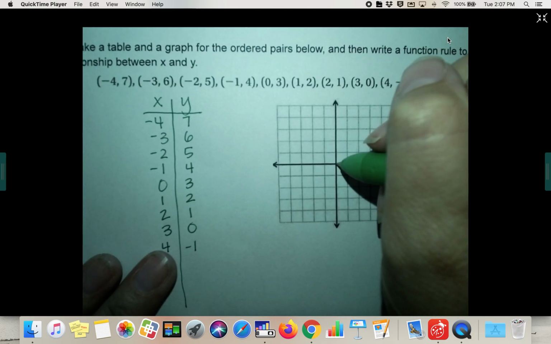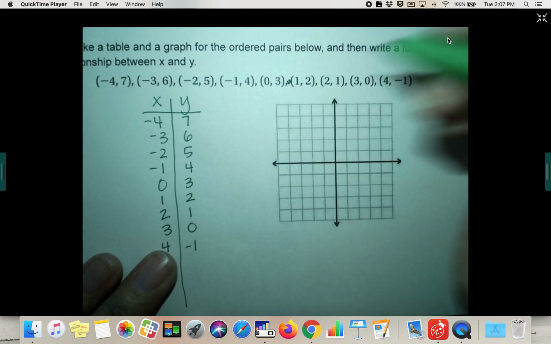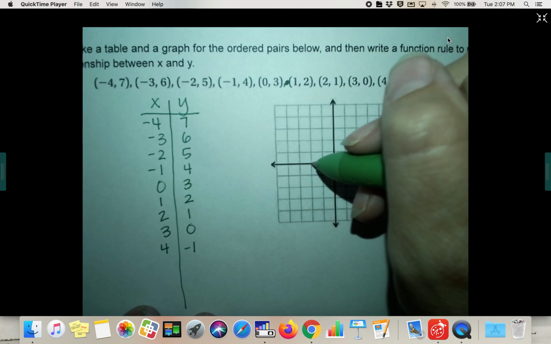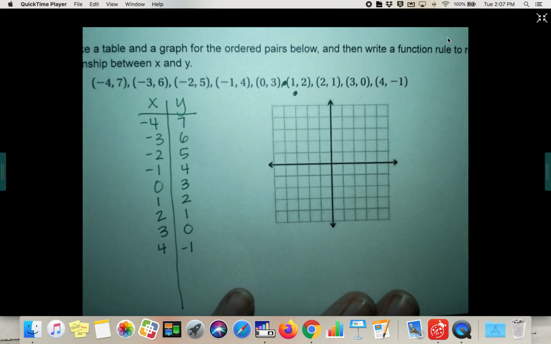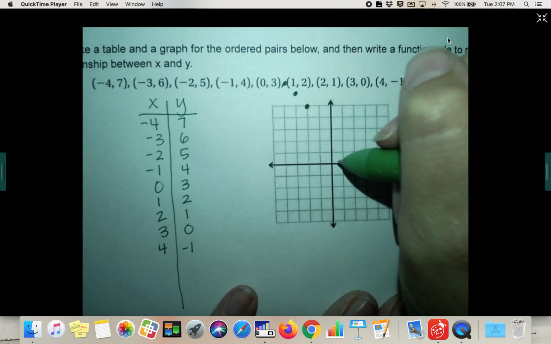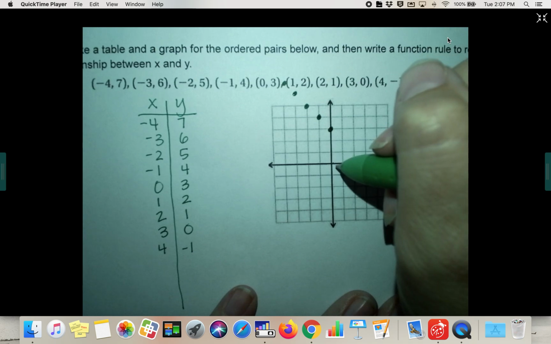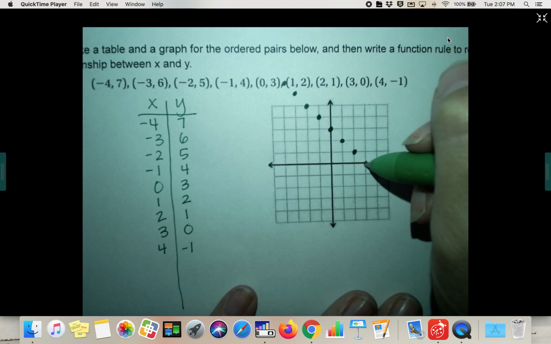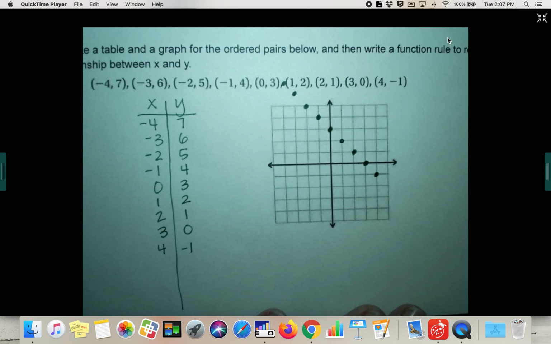Okay, so here we go. -4, 1, 2, 3, 4, 5. It looks like it goes off the graph a little bit. Sorry about that. You can just leave that one off if you want. -3, 6 also is going to go off the graph just a tiny bit. That's okay. I think all the rest fit on here. -2, 5 would be here. Yes. -1 up 4. 0, 3. 1, 2. 2, 1. 3, 0. 4, -1. Okay. So here's our function.